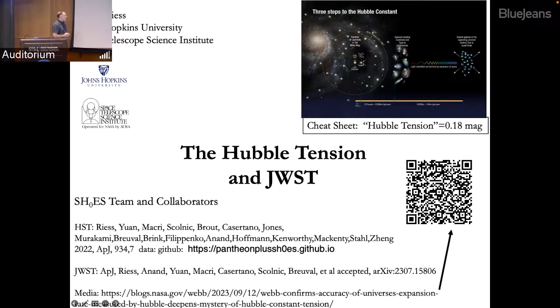So I'm going to give a brief review of the Hubble tension, and then I'm going to discuss new results from JWST that are informing us about this. This is work with the SH0ES team and collaborators, and I'm going to discuss results in 2 papers: this HST paper from last year, and this new JWST paper, which is accepted in the ApJ. And if there's anybody media related, NASA just did a blog, and you can use this QR code, and I think it should take you there. And for those who want to follow along, cheat sheet: the Hubble tension, 0.18 magnitudes.